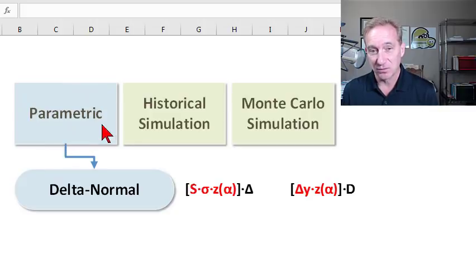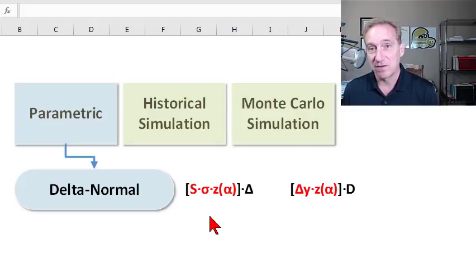And that delta normal approach is the most commonly used approach within the broader classes of parametric approaches to value at risk, which we could also call analytical approach. It is the most common, however, it is by no means the only approach to a parametric value at risk. And I'd like to illustrate it with the two most popular use cases, the delta normal in the case of a long call option and in the case of a long bond position.